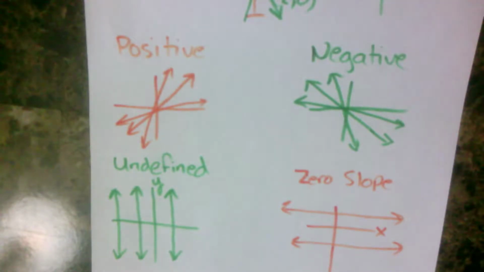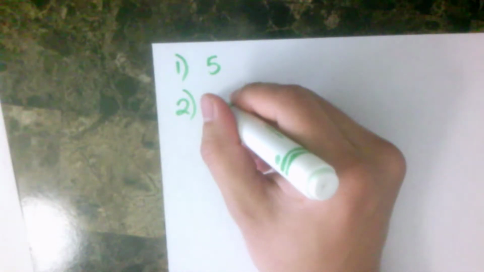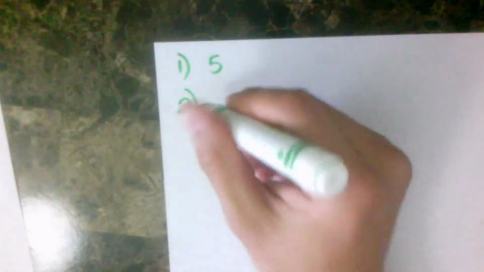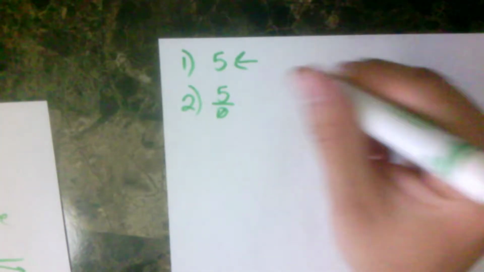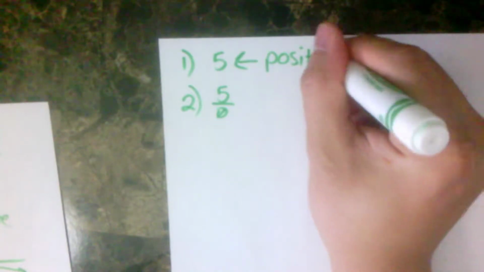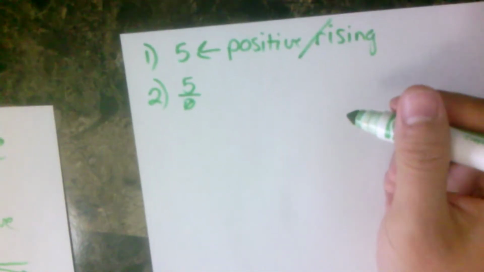All right. So on your test, I'm going to give you a slope or two. So it's going to go numbers 1, 2, 3, 4. I'm just going to do 2, for example. So number 1 will be a slope of 5. And number 2 will be a slope of, I don't know, 5 over 0. Something like that. And what you're going to do is go, okay, well that is a positive number. So it is a positive or rising slope. Okay, it goes upwards. Positive or rising slope.